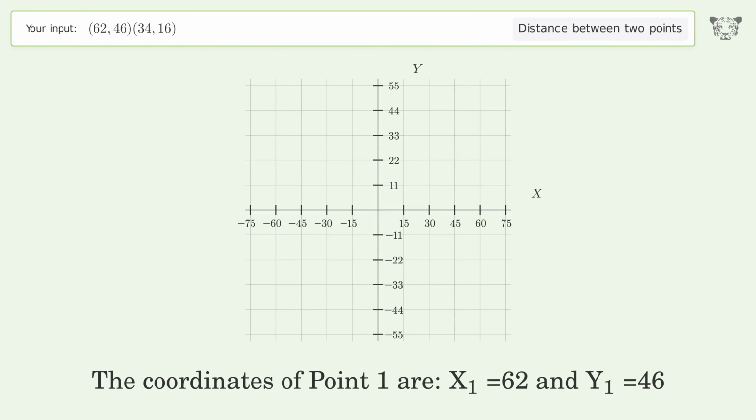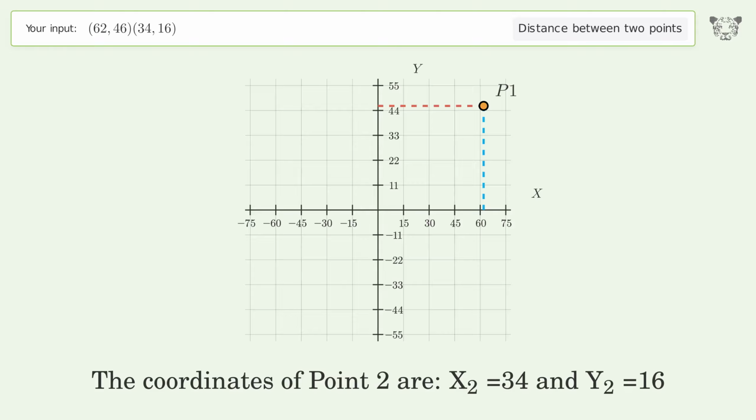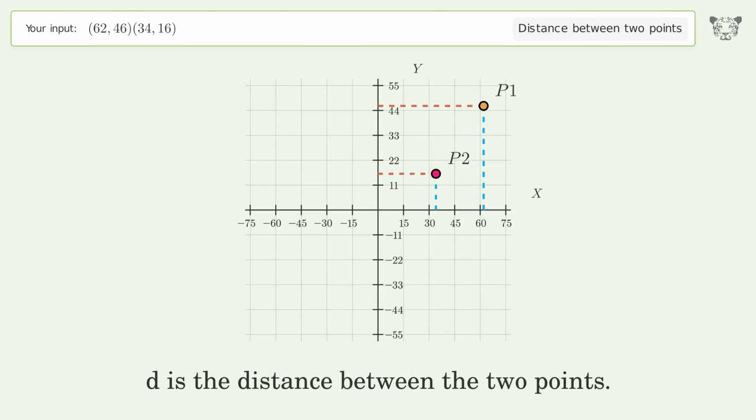The coordinates of point 1 are x1 equals 62 and y1 equals 46. The coordinates of point 2 are x2 equals 34 and y2 equals 16. D is the distance between the 2 points.